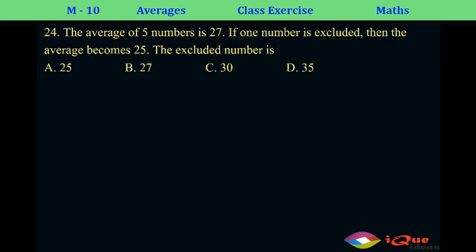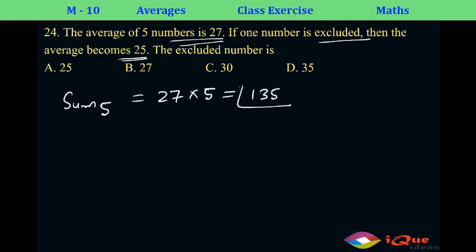Now this question says the average of 5 numbers is 27. If one number is excluded, then the average becomes 25, right? So the sum of 5 numbers is the average, 27, into 5 numbers, so it is 135. Then when one number is excluded, the number of remaining numbers will be 4. So the sum of the remaining 4 numbers is their average, 25, into 4 numbers. So 25 into 4 is 100.